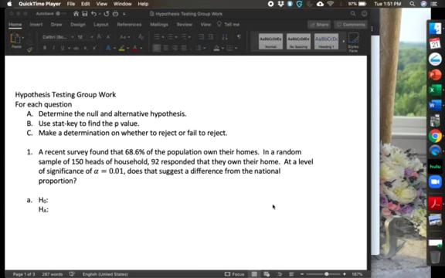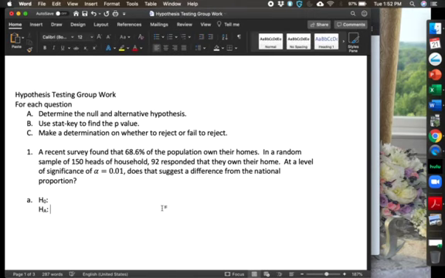What that means is that for the hypothesis testing, there will not be a homework section, but there will be a quiz section at the end on WebAssign. So we have 5 questions, and the direction for each question is simple. Determine the null and alternative hypotheses, use StatKey to find the p-value, and then make a determination on whether we are rejecting or failing to reject the null hypothesis.